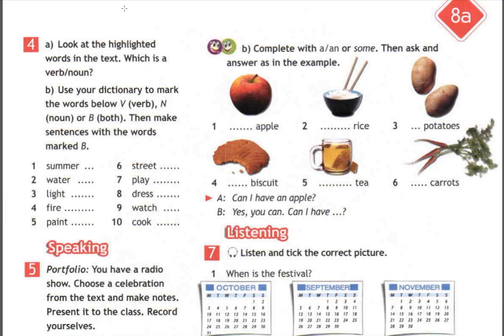Boys and girls, we begin our work. Open your books, please. Page number 97. 97. Exercise number 4. Letter A. Look at the highlighted words in the text. Which is a verb? Noun.